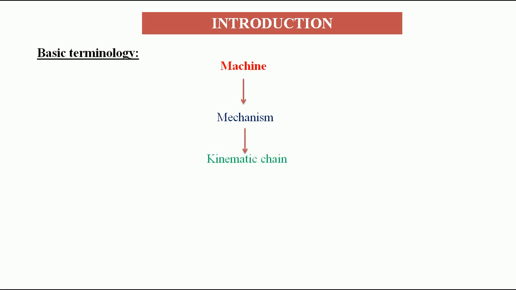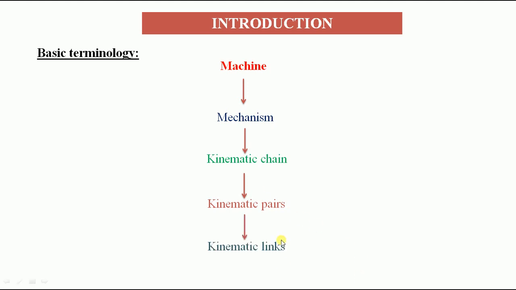Next we go for the basic terminology which is required to understand the kinematics of machines. Ultimately we need to completely understand the machine. First, consider the machine. The machine is formed from a mechanism. Based upon the mechanism you form, the machine will operate. Similarly, how is the mechanism formed? The mechanism is formed by making a kinematic chain. How is the kinematic chain formed? The kinematic chain is formed from kinematic pairs. And how is the kinematic pair formed? By the combination of kinematic links.